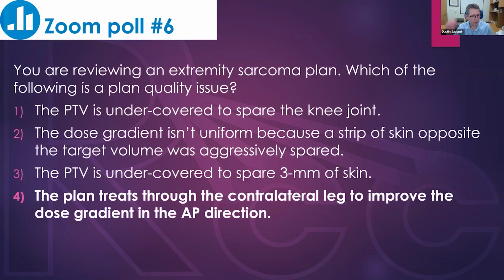Okay, the correct answer chose 4. Yeah, 4 is correct. Plan quality issue: the plan treats through the contralateral leg to improve the dose gradient in the AP direction. Generally, as we discussed a little earlier, you want to avoid the contralateral anatomy. This just helps prevent the dosimetric uncertainty associated with attenuation through the contralateral limb.